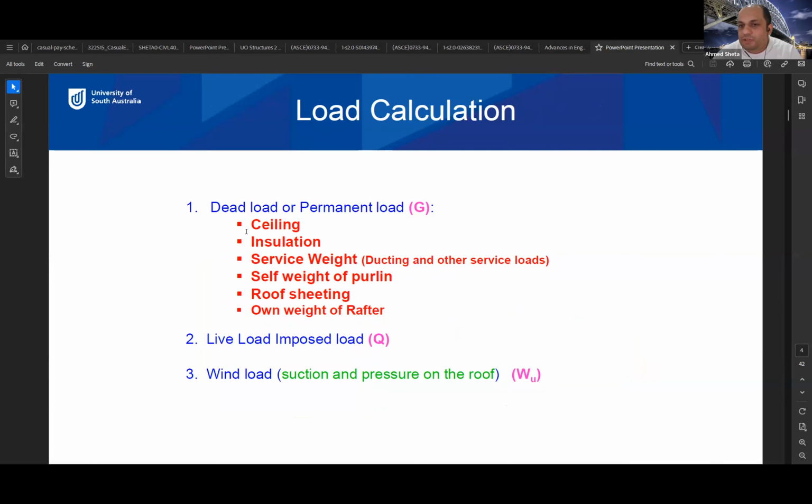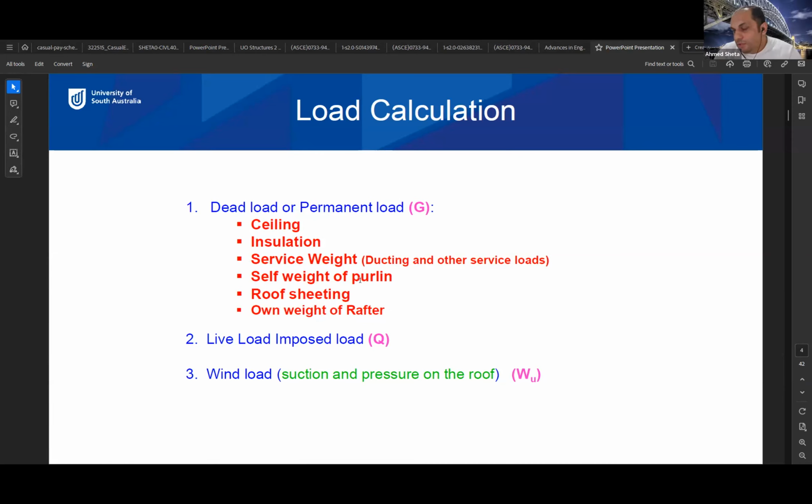Because this is a roof beam, you have ceiling, insulation, surface weight, self weight of purlin, roof sheeting, and own weight of rafter. So in your calculation of dead weight of B1, you have to include all of this. Dead load is a load that's permanent, so all of those things would permanently be staying on top of the beam. And I'm guessing that's why we have to work out the weight of our roof sheeting, the insulation, all that type of stuff, right? Yes.